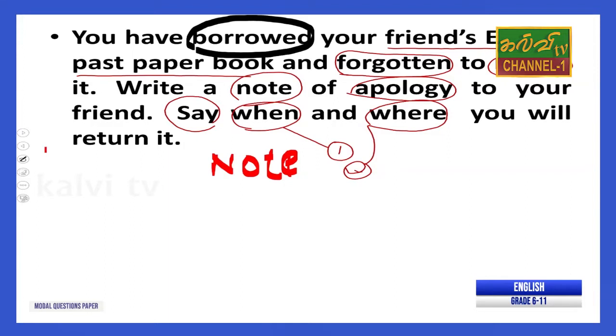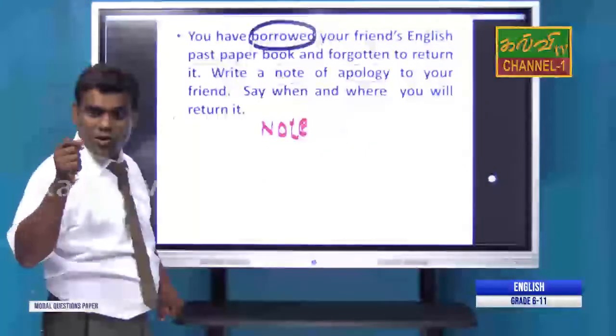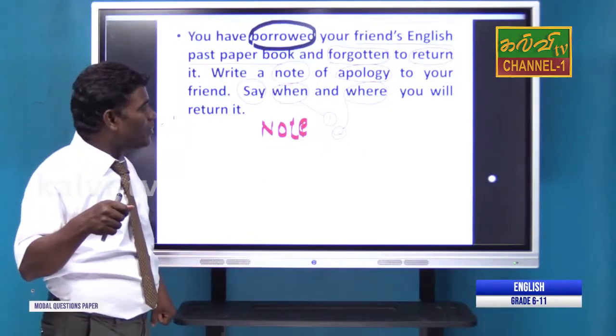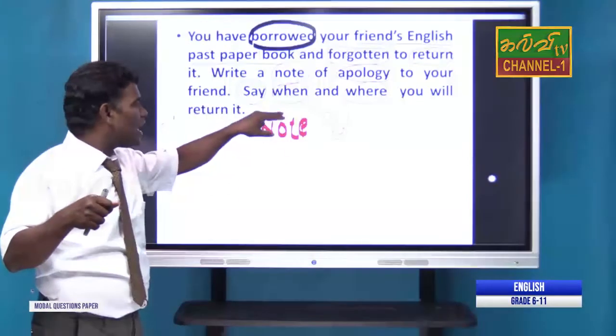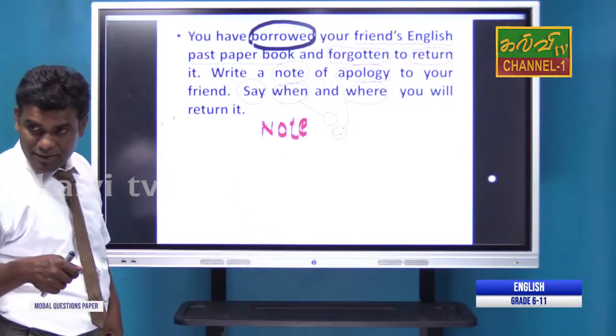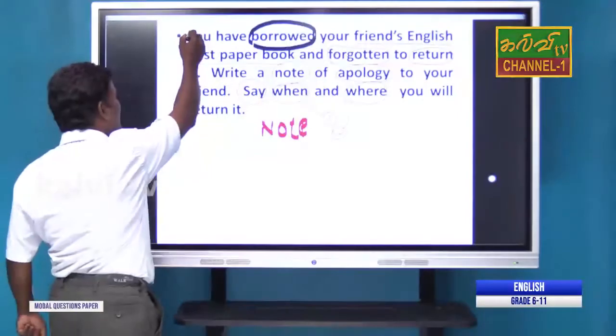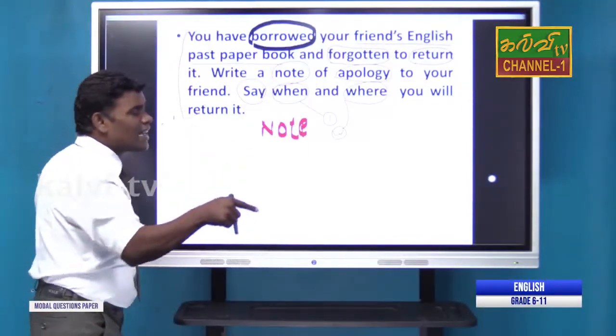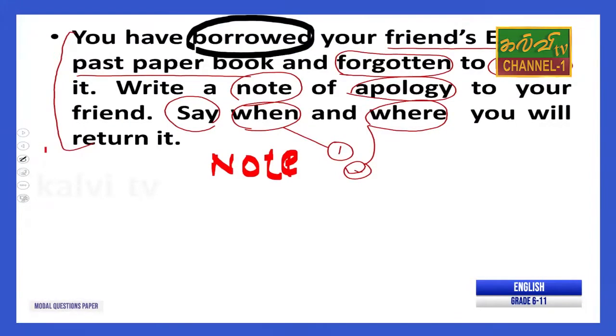So you feel difficulties, so you say excuse. Okay, from him. And so when you write your note, you want to say, this is the past paper book. Okay, who is this past paper book? Yeah, it is your friend. Okay, you want to return it again, so immediately you can give it. When and where you will return it. So considering this idea, you want to write your notice. Clear? What will you do?